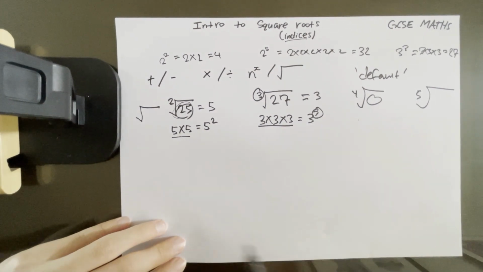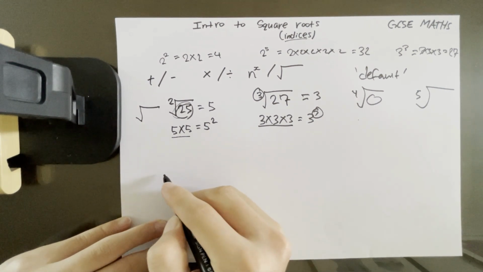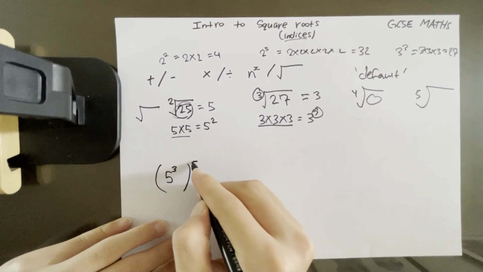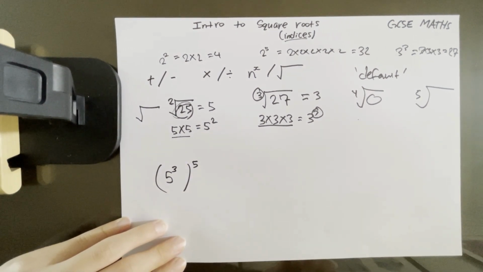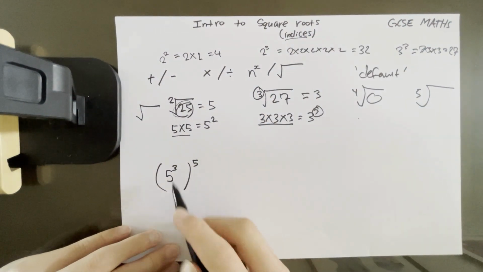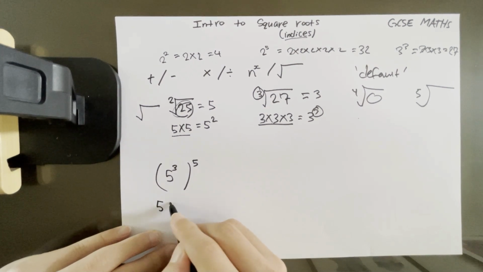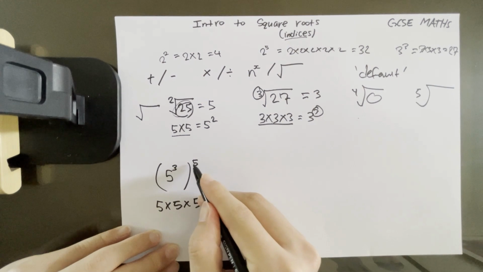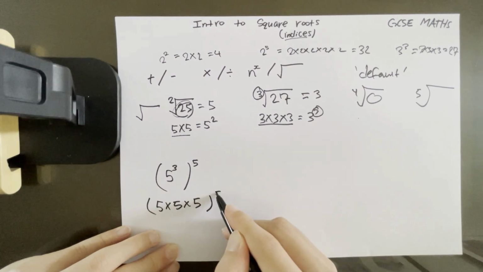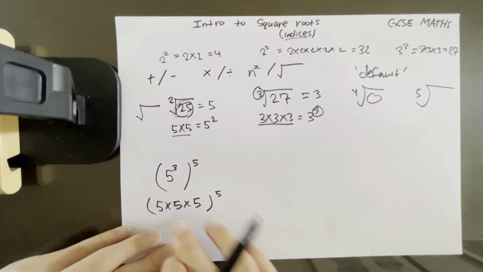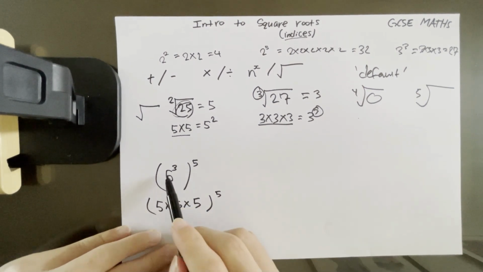Okay, let's take a look at an example of a bit of a tougher question. We could have 5 cubed, all raised to the power of 5. How would we do this? This isn't really square roots. This is more similar to indices. So what's 5 cubed? 5 cubed is 5 times 5 times 5, right? This is all being raised to the 5th power. That means we have 5 of these sets of 5s.